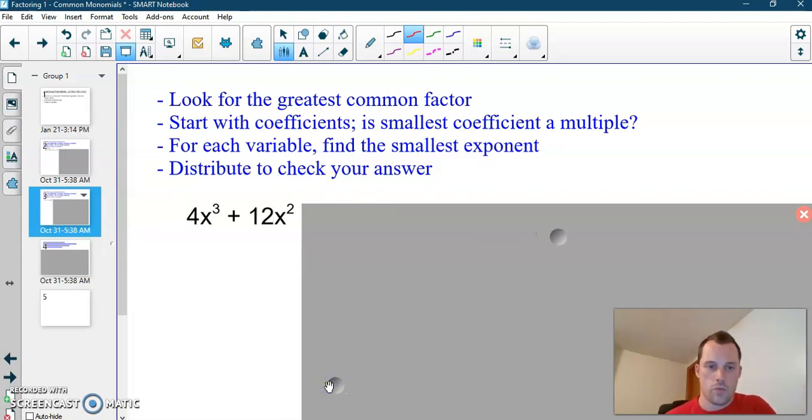So first example, 4x to the third plus 12x to the second power. So we have another binomial, just two terms here. Start with coefficients, so we look at the 4 and the 12, and the easiest way for me to think about it is, can the smaller one go into the larger one? Can we take 12 divided by 4? Since 12 is a multiple of 4, we can factor 4 out of both of those. Okay, so we're going to factor a 4 out front.